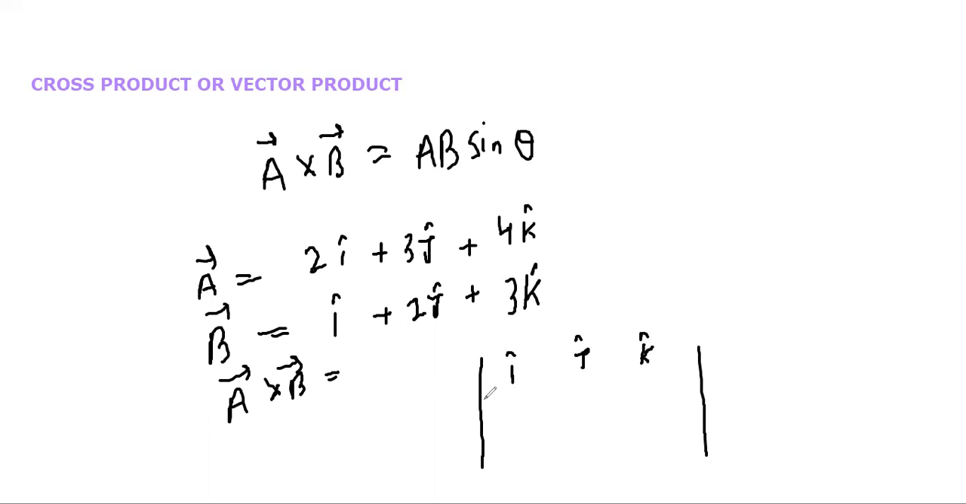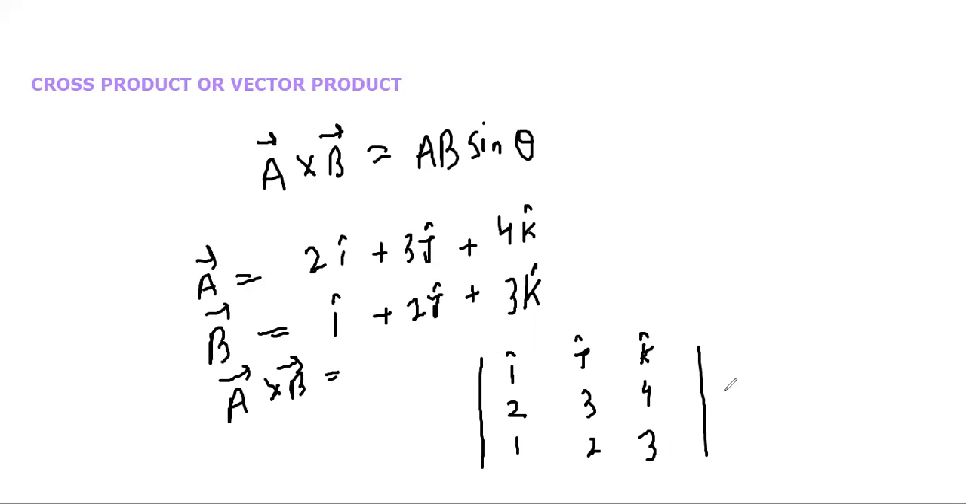Under these columns, you will write the coefficients of i, j, and k. A vector coefficients are 2, 3, and 4. You have to include the sign also. If it is minus, you would use minus over here. The second row, for B, is 1, 2, and 3. So the first step is you have to make a block with 3 columns i, j, and k, writing the coefficients of i, j, k from both the vectors.